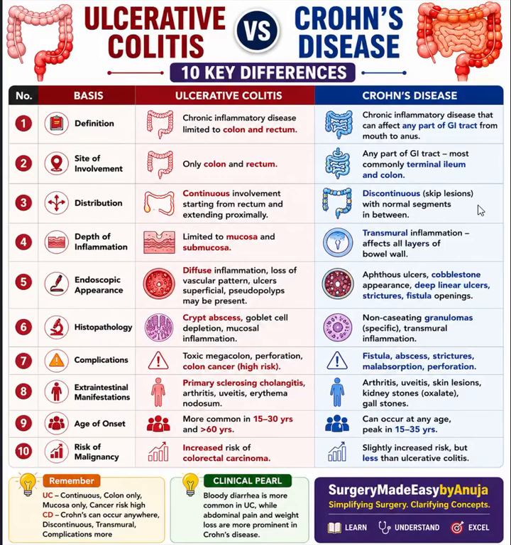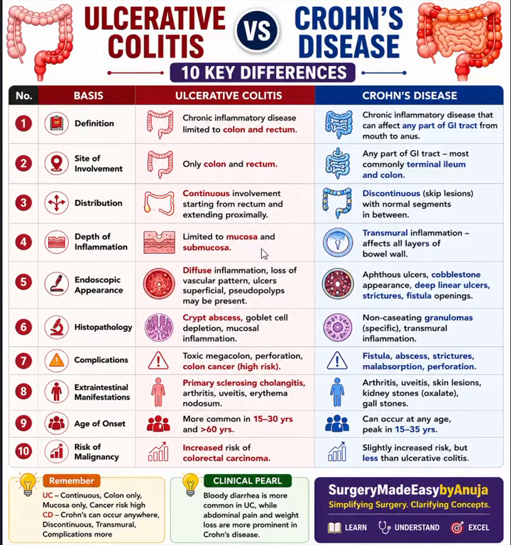The distribution of lesions of inflammation that occur in ulcerative colitis are continuous, and the involvement is starting from the rectum and then it extends proximally. In Crohn's disease, the lesions are discontinuous. Hence, we see them as skip lesions with normal segments in between.